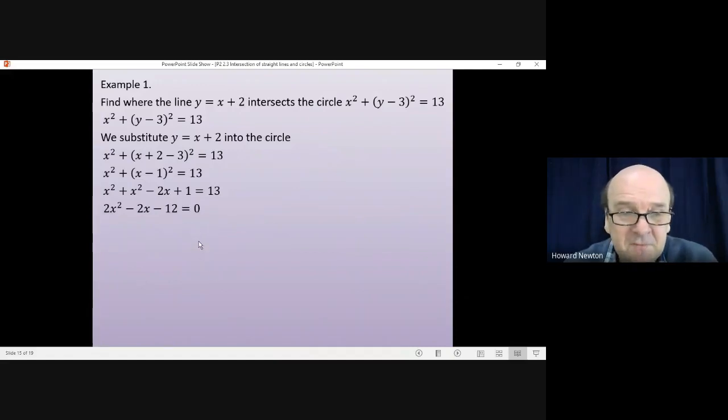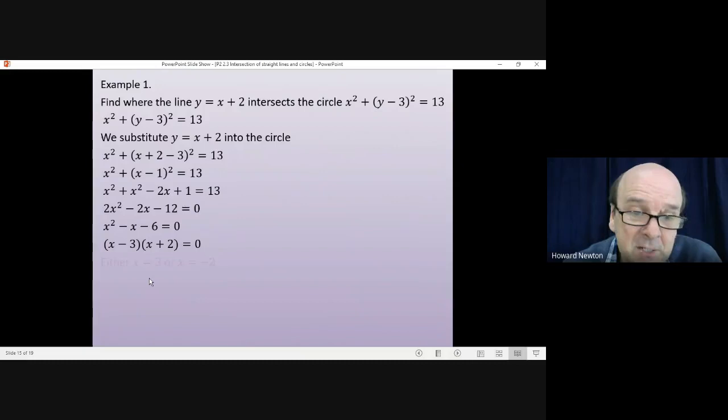First thing to do is just divide by 2 to simplify it. That'll give me x squared minus x minus 6 equals 0. And this does factorize into two brackets. So I'll get x minus 3 times x plus 2 equals 0, which gives me two solutions for x. Either x is 3 from the first bracket, or x equals minus 2 from the second bracket.